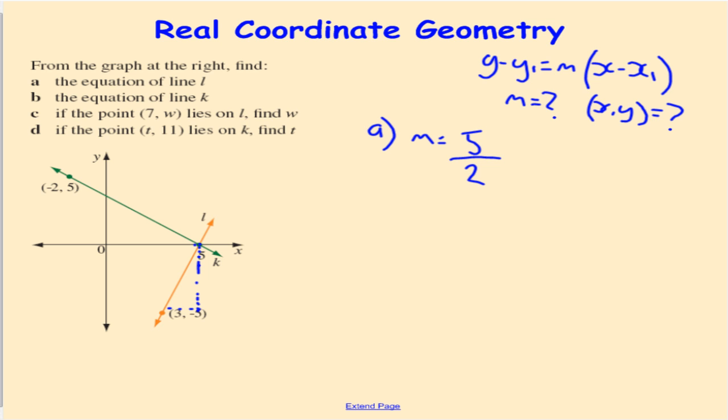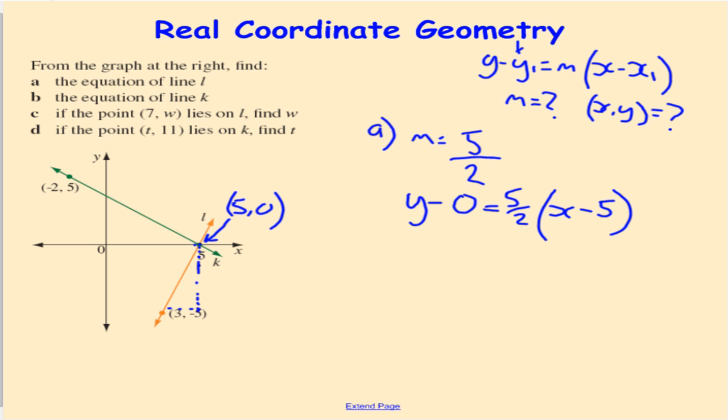I'm going to pick the easy coordinate of 5, 0, because it has a 0 in it, so I don't need to worry about what will happen as my y1, because it just disappears. So I have y minus my y1 value of 0 equals my gradient of 5 over 2 outside of x minus my x value of 5. Filling this out, I don't need to do anything over on this side. Multiplying my brackets out, I get 5/2 of x minus 25 over 2. And there's the equation of L.